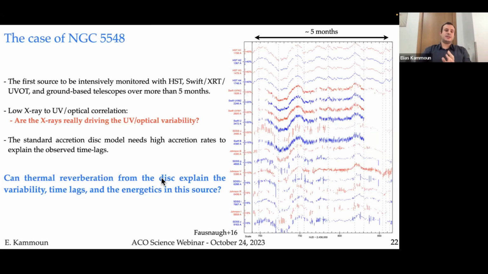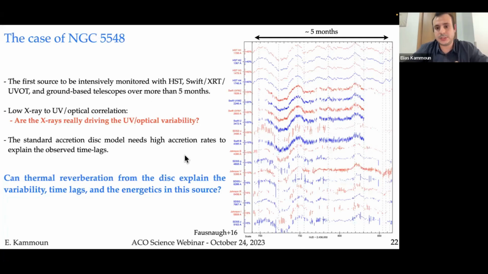From now on, I'll be focusing on the case of NGC 5548 to show that this model actually works. We chose NGC 5548 because it's the first source to be intensively monitored with HST, Swift in XRT and UVOT, and ground-based telescopes over more than 5 months. So arguably, this is the best data set that one can ever have. Of course, now there are new sources like Mrk 817 also having these long intense monitoring, and many other sources, but we started with that. And hopefully we'll extend to more sources.